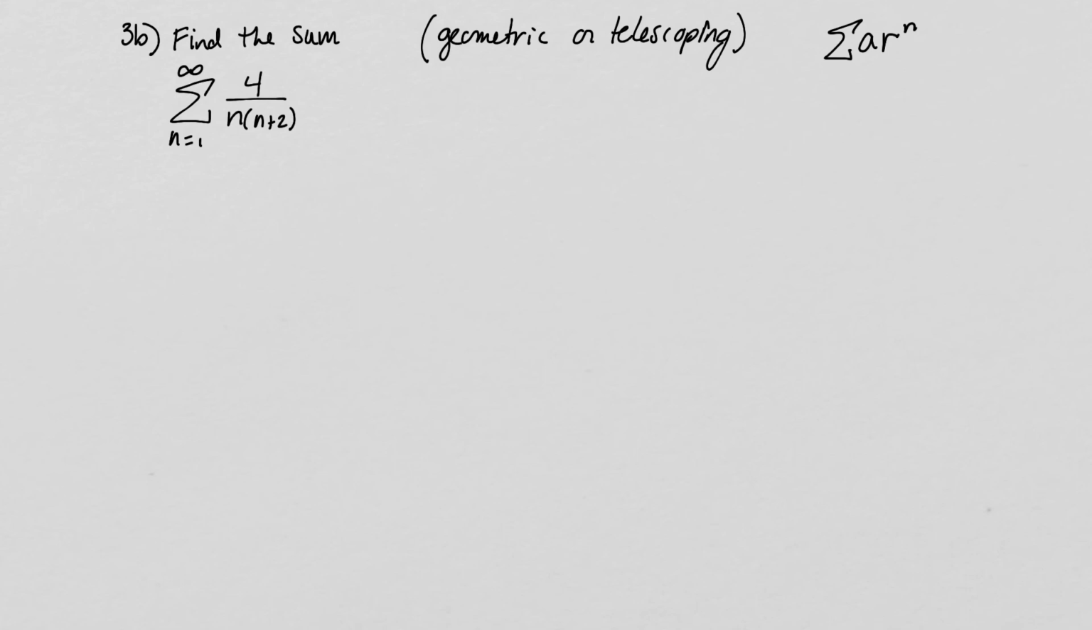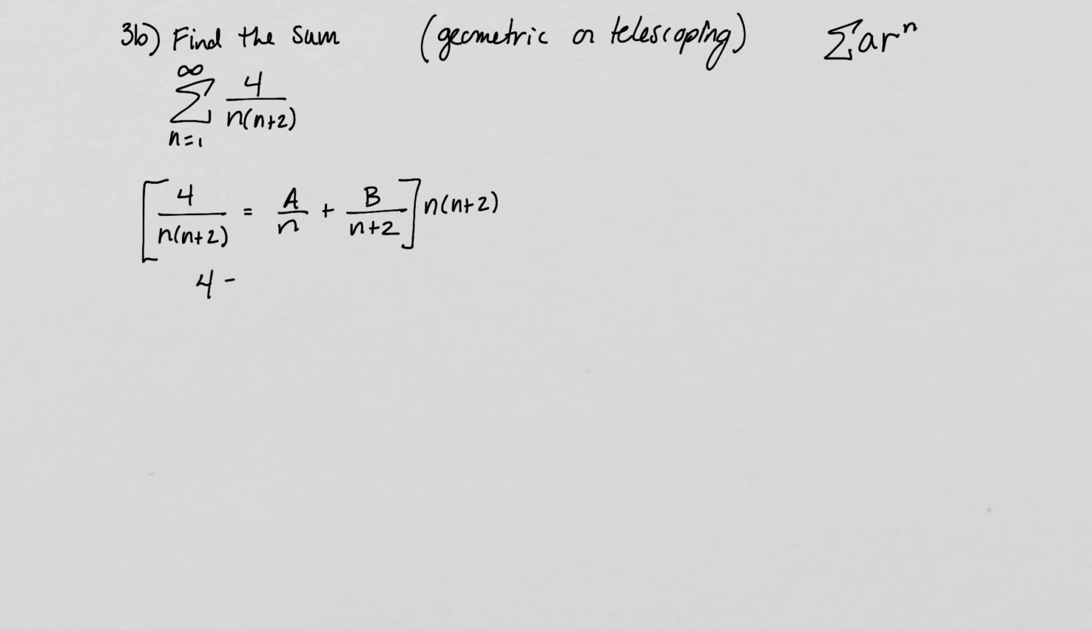Remember, with telescoping series, when they're given like this, a lot of times we have to use partial fractions. So 4 over n times n plus 2, we're going to break that down into a over n plus b over n plus 2. And then I'm going to multiply by n times n plus 2. So we get 4 is equal to a times n plus 2 plus bn. Does that make sense so far?